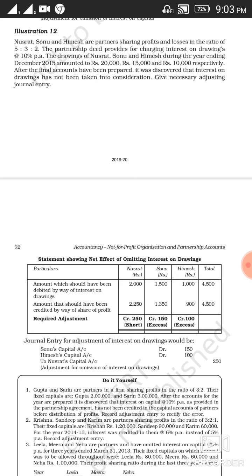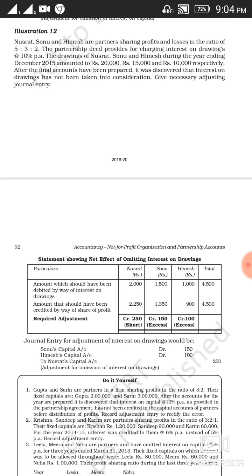Now about Himesh. Himesh's capital has to be debited by 1,000 and Himesh's capital is to be credited by 900. So still 100 rupees has to be debited to Himesh, meaning the amount that has to be taken from Himesh is 1,000 and the amount that has to be given to him is 900. On comparing these two, you can make out still 100 rupees has to be taken from Himesh. It is also written wrong in the text, corrected.